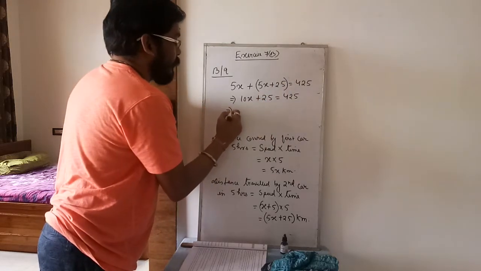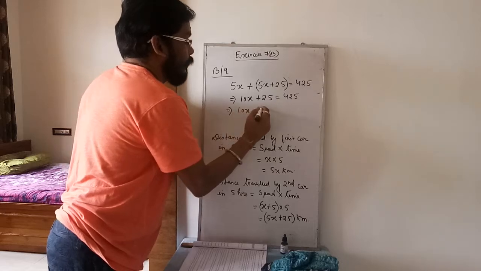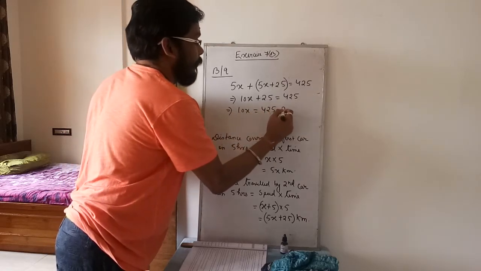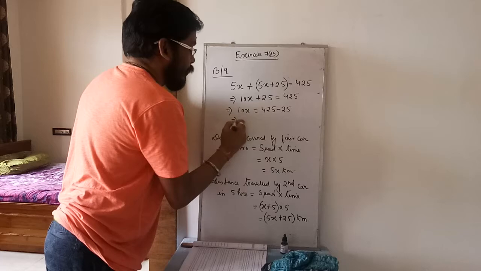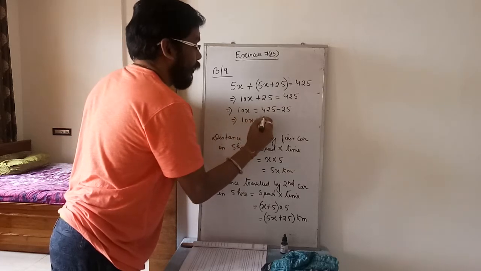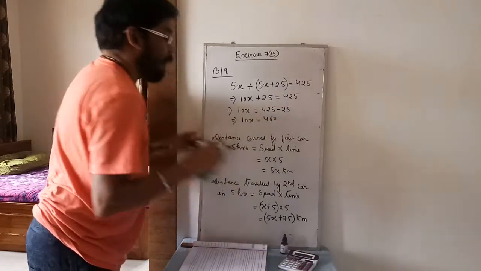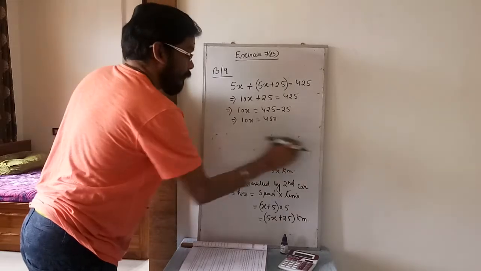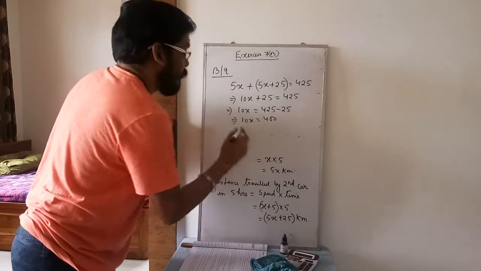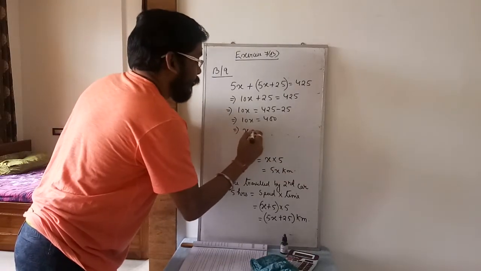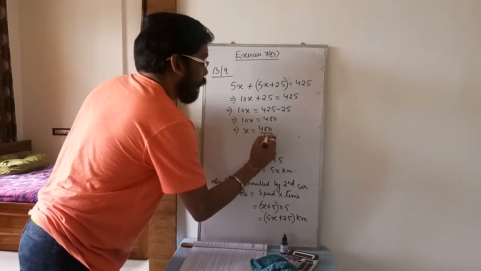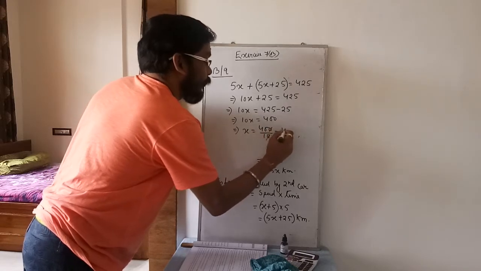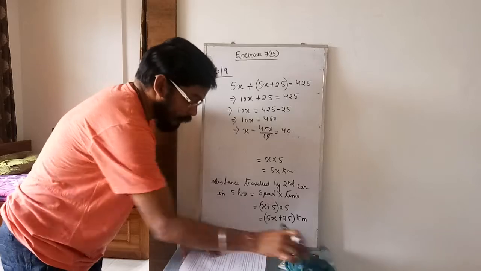Take 25 to the other side. 10x equals 425 minus 25, so 10x equals 400. So your x is 400 by 10, which is 40. Got it? Let me check the answer.